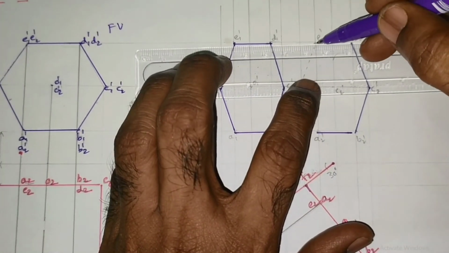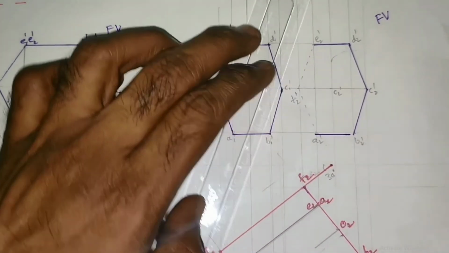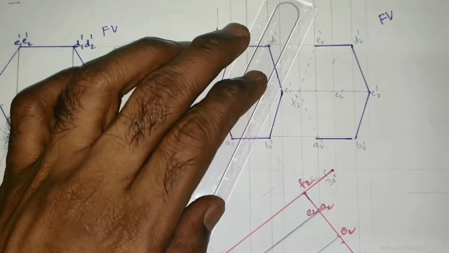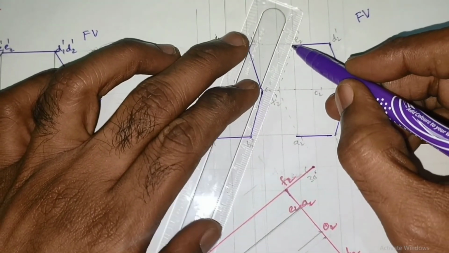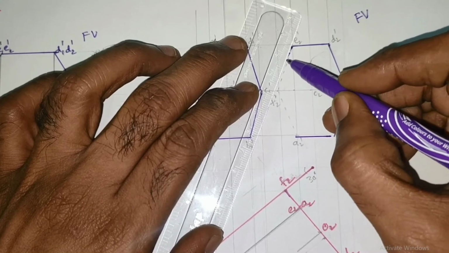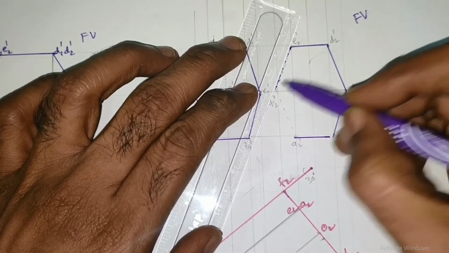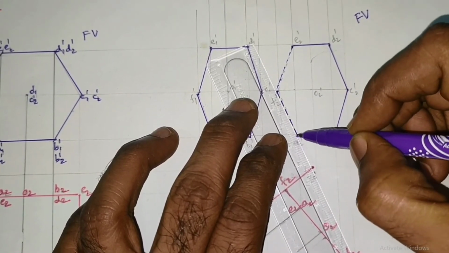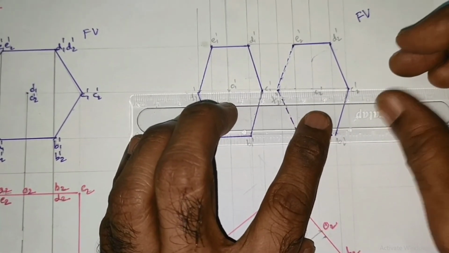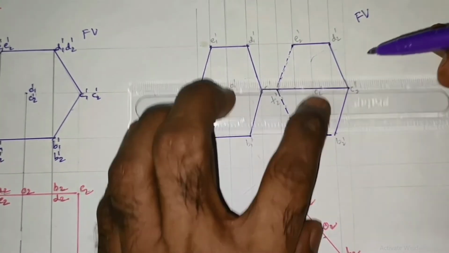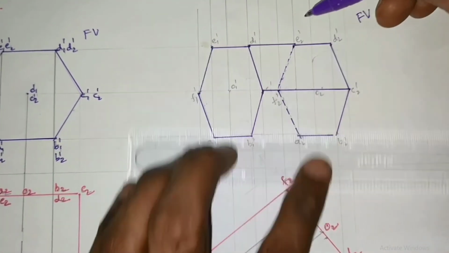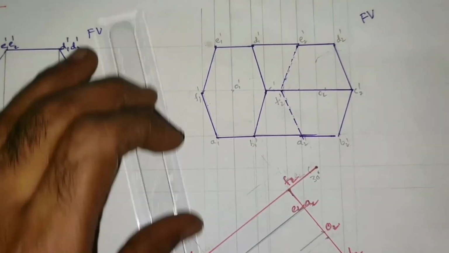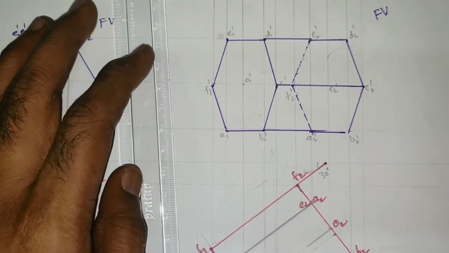One important point to remember here is these two edges will not be visible. That is the reason why we have to represent them with dotted lines. So this will be the complete front view of this particular hexagon.